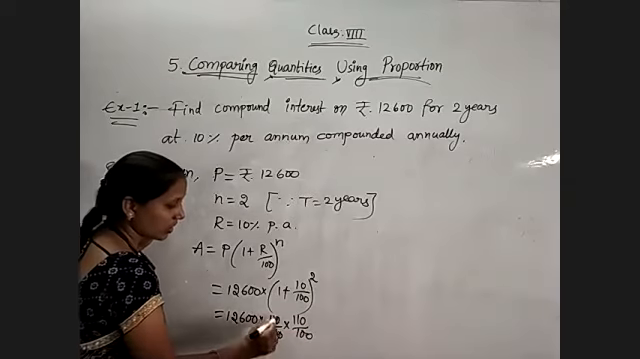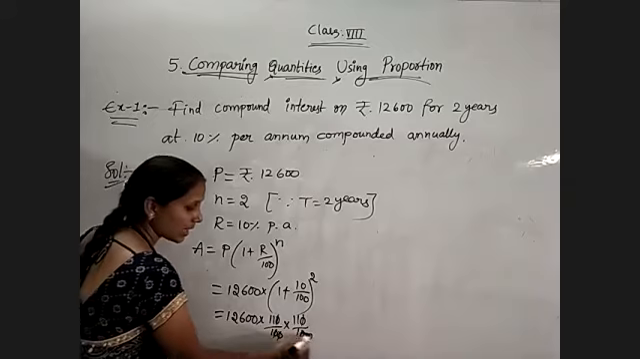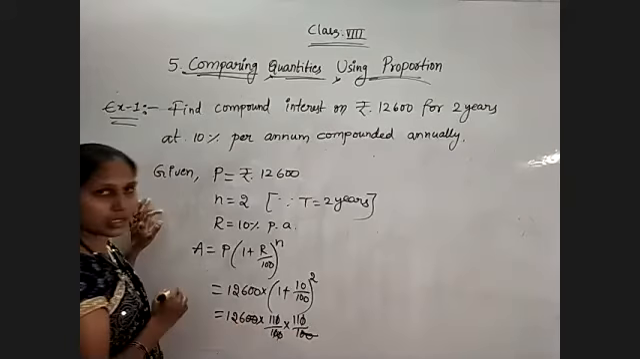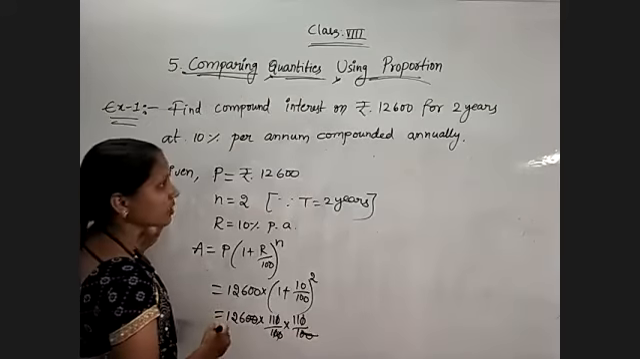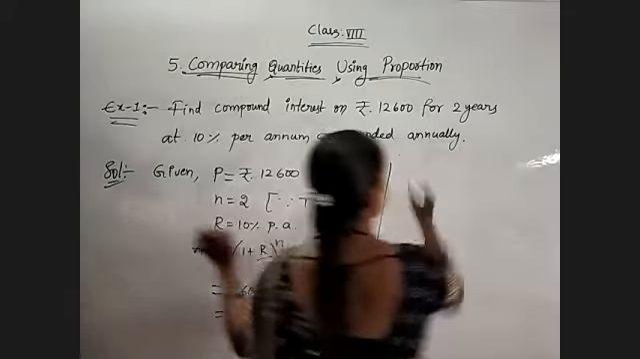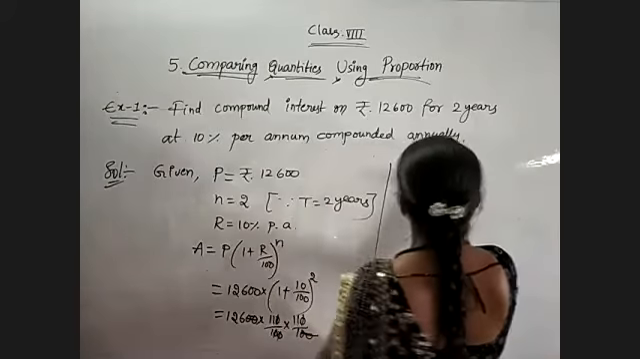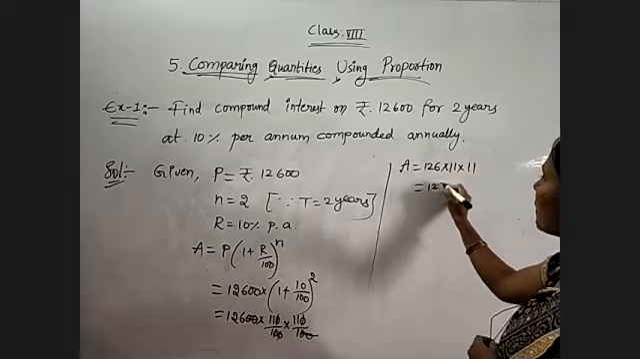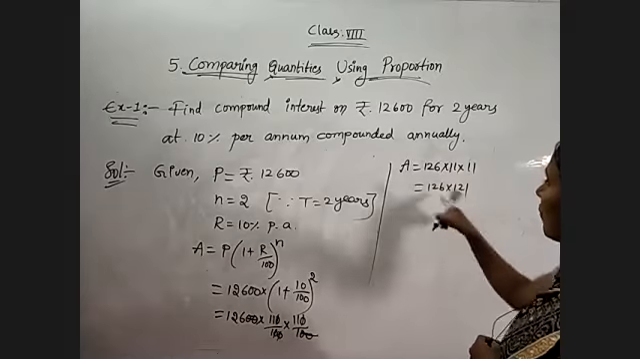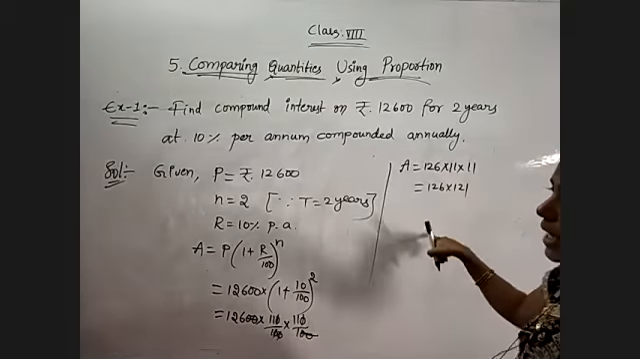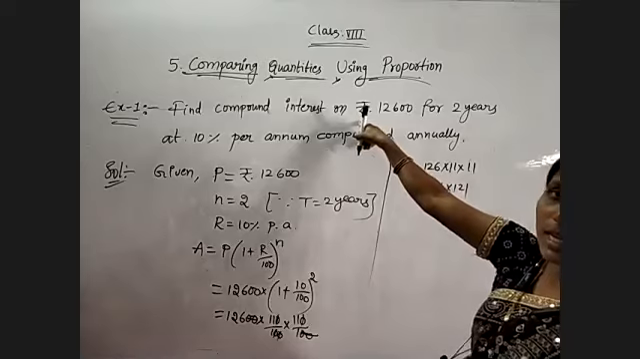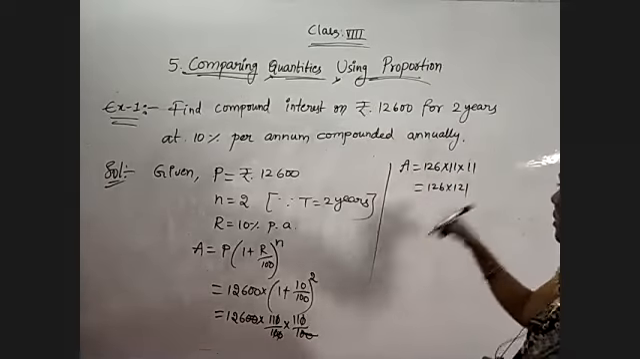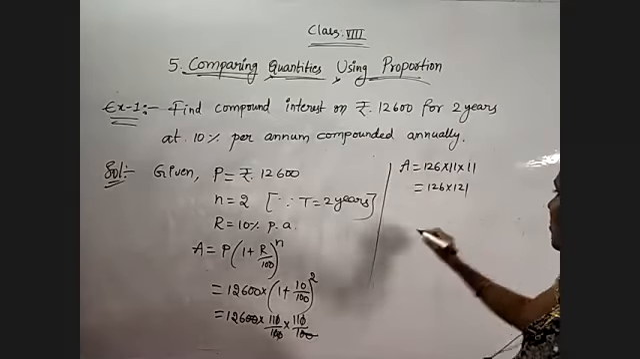2 zeros will get cancelled, and these 2 zeros will get cancelled, and the remaining numbers are: amount is equal to 126 into 11 into 11. So 11 11s are 121. Now find out this product, that will be the amount, and compound interest, how are we getting it? Amount minus principal.